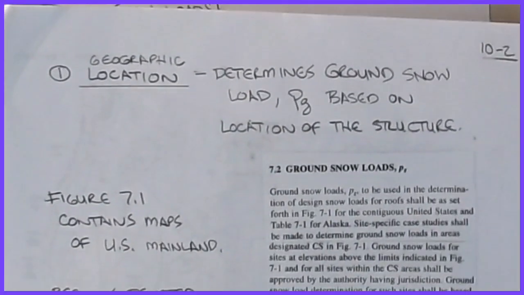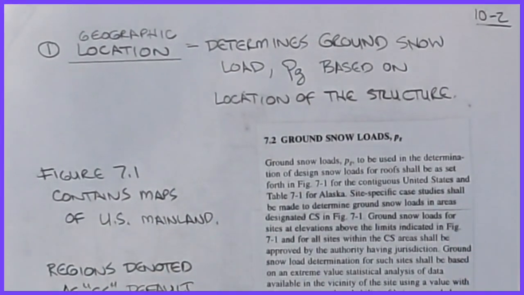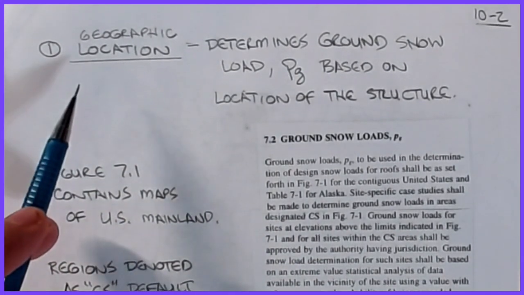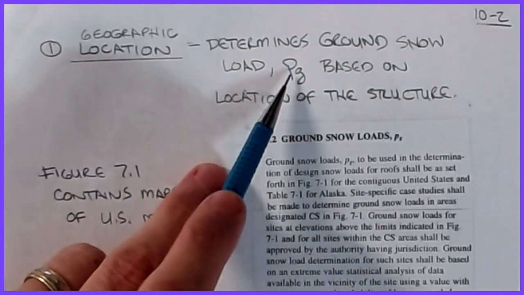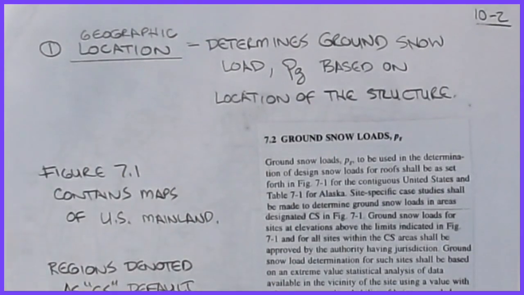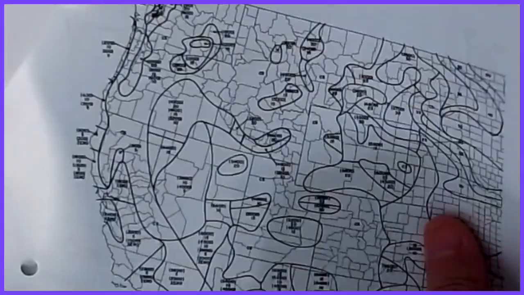All right, and that is the geographic location. Okay, so what I've done, kind of like with the other packets, is I've pulled out excerpts from the ASCE 7 so you can see how they define these things. The geographic location determines our ground snow load value, or this pg, this p ground, which is based on the location of the structure. All right, so pg comes from maps again.